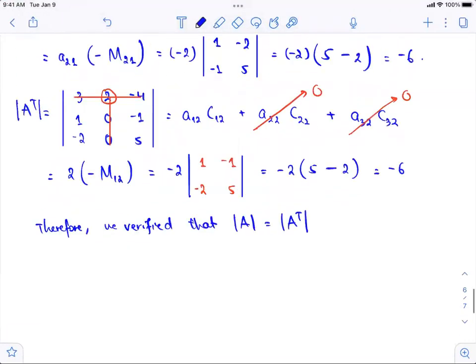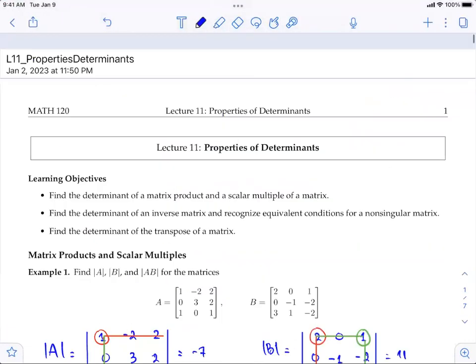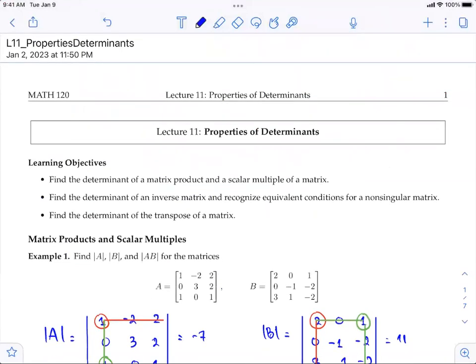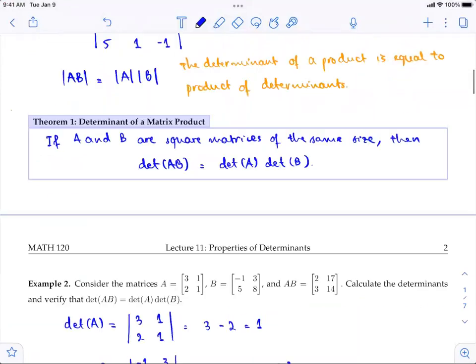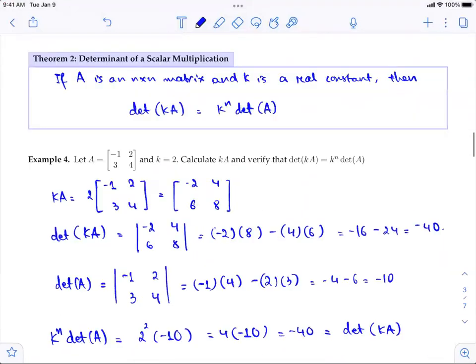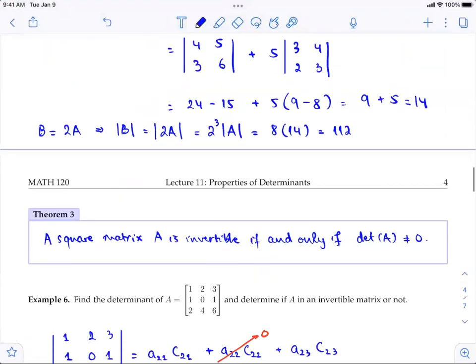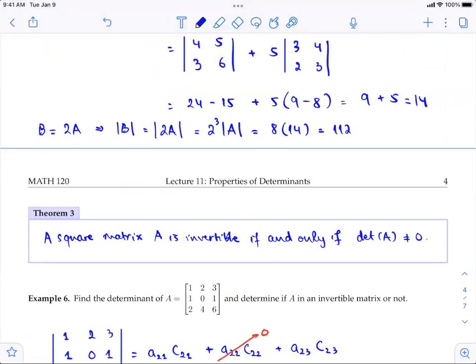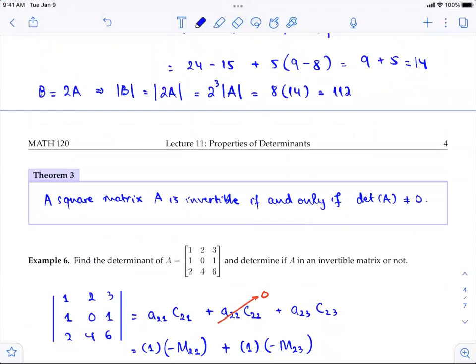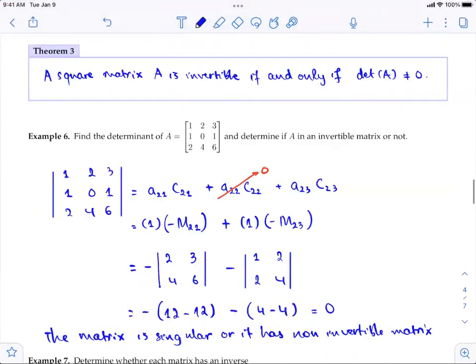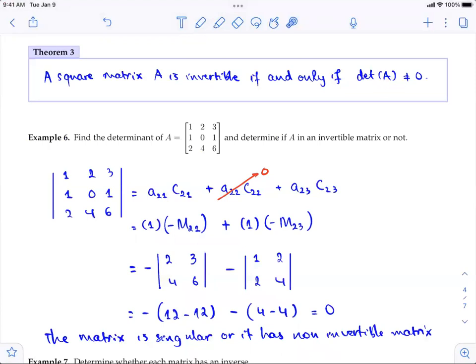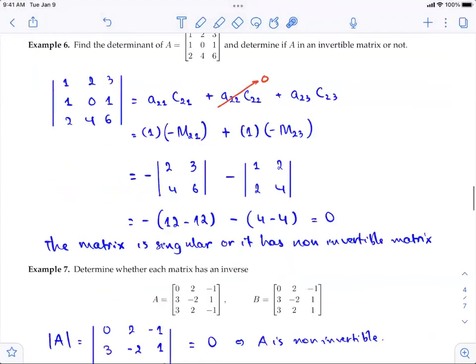All right, so that's it for me for this lecture. In this lecture, we looked at multiple properties of the determinant. We looked at the properties of the determinant of a matrix product and scalar multiples. We looked at the properties for checking whether a matrix is invertible, based on the fact that if the determinant of A is different from 0, then A is invertible, and if A is invertible, then the determinant is different from 0.